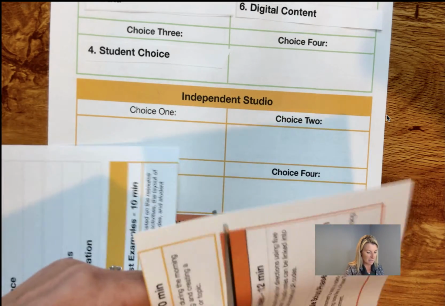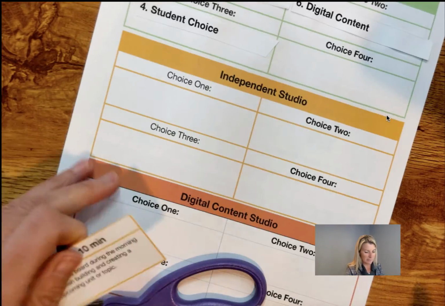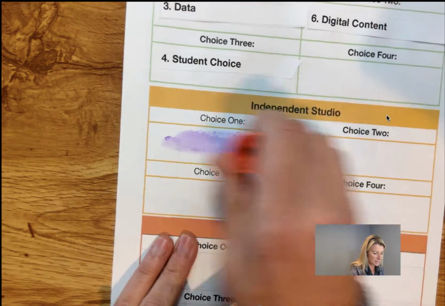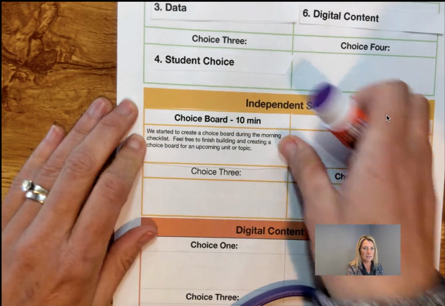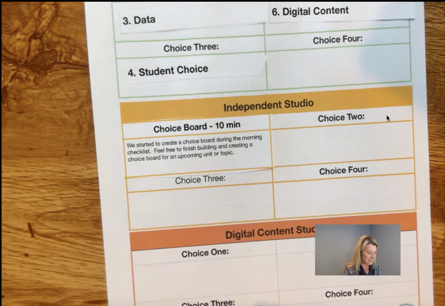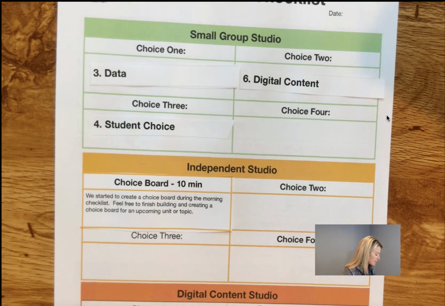And what I like about this whole cutting and gluing piece is that the directions are right there for myself and for the students. So now I'm just going to glue it in. There's choice number 1, choice boards. And I will continue doing that. So I need 3 small group. I need 2 independent practice.